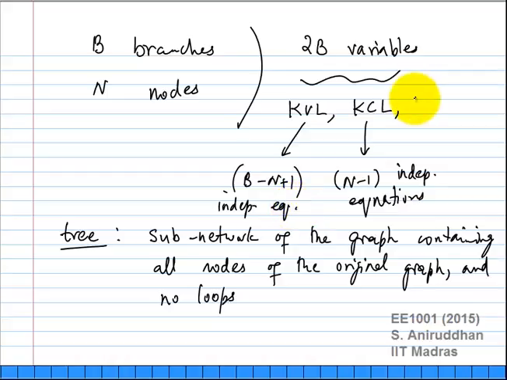Okay, the voltage to current relationship of each element will give you a further B equations. Is that clear? Together how many equations do you have? You have 2B equations, 2B independent equations. You have 2B variables to solve. It can be solved, right? Once you solve that, you will have everything you need to know about the network. Is that clear? Okay.